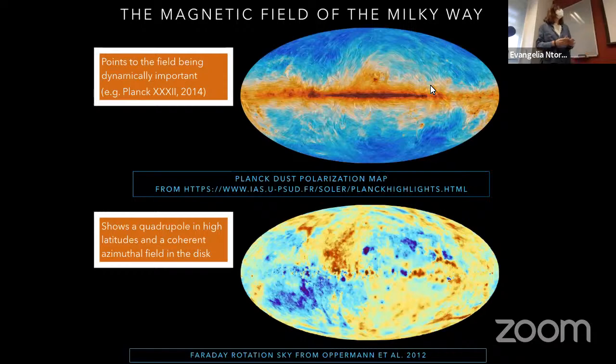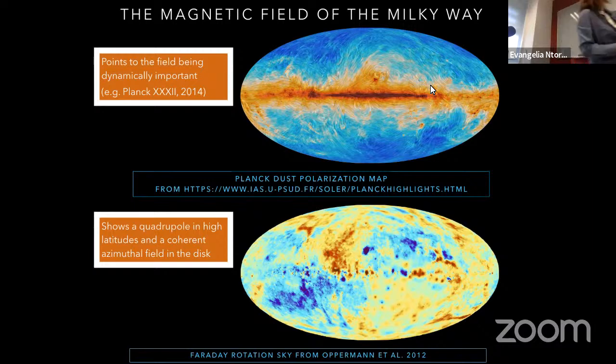So of course, the Milky Way is no exception, and it's harder to know the morphology of the magnetic field inside the galaxy for the same reasons we don't know the rest of the morphology: because we're sitting inside. But the Planck satellite did very good work at mapping the magnetic field as a foreground to what it was actually looking for.